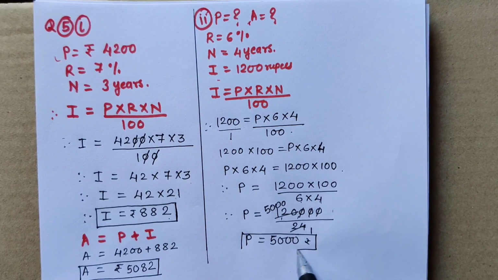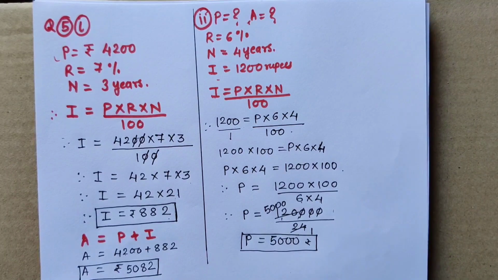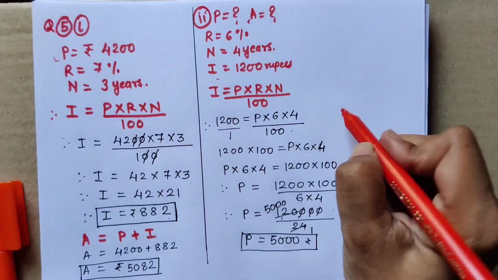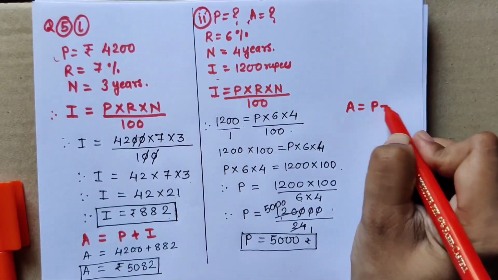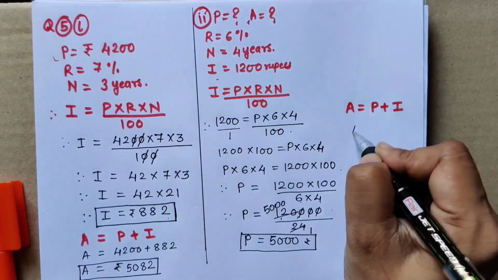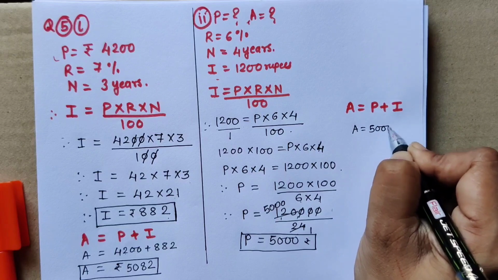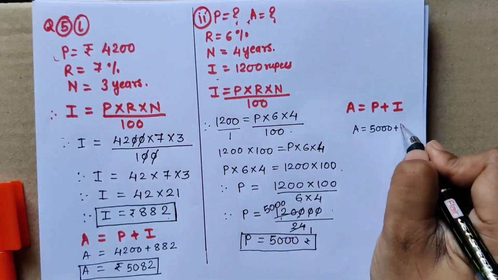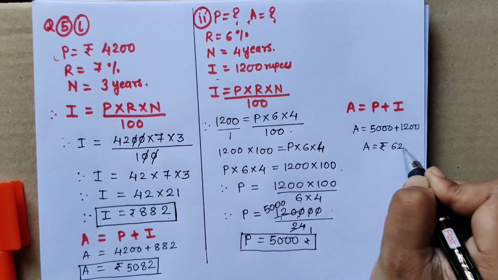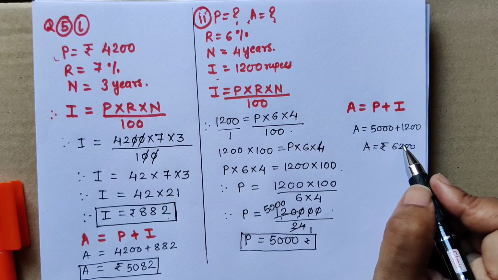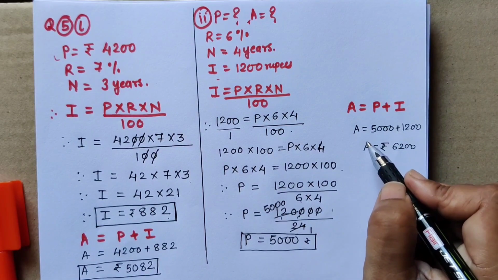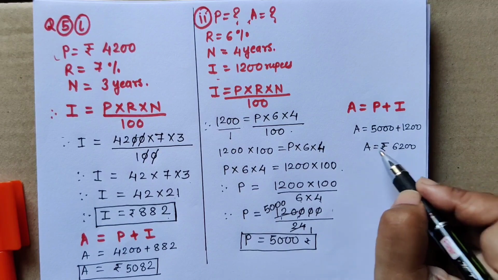So this P I have written here. Now we have to find the value of A. So for A we will be using the formula of A. What is the A formula? A is equal to P plus I, principal plus interest. So A is equal to principal, we have got 5,000 rupees. Interest is given 1,200 rupees. So A is equal to rupees 6,200. So in this way we get the answer for A. Value of A also we have got.